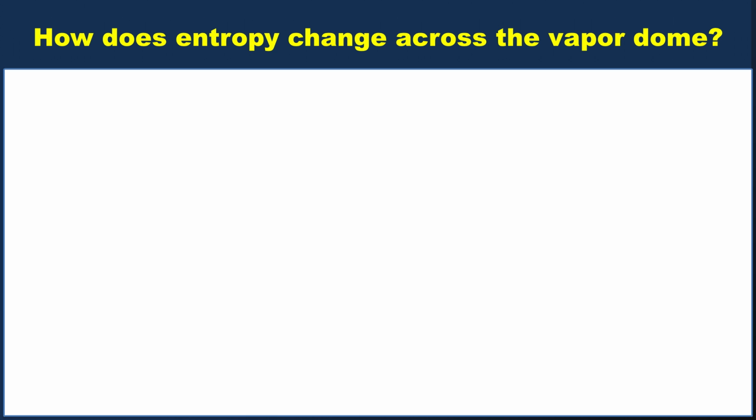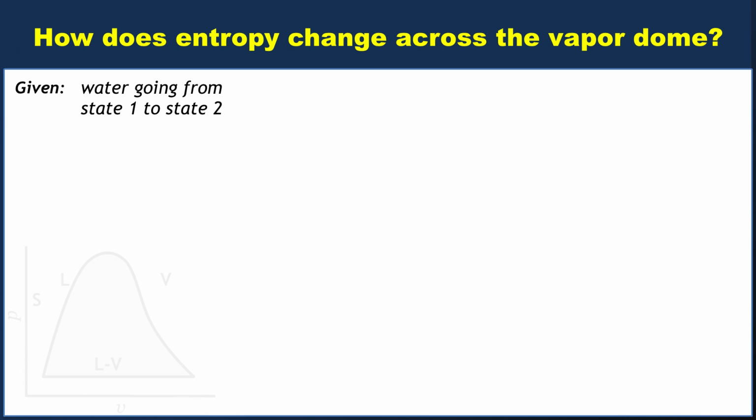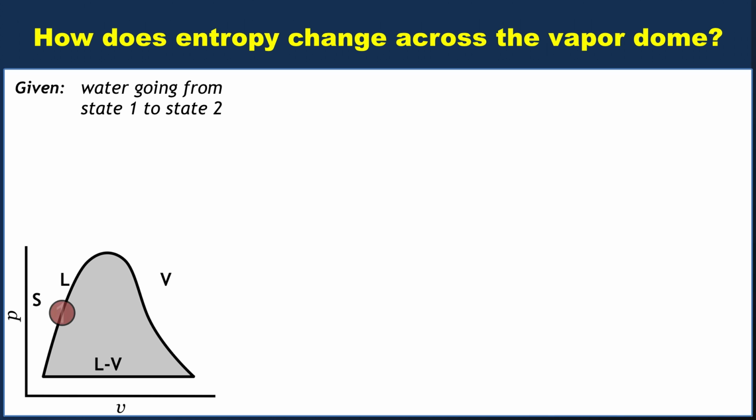Let's practice using the TDS equation. So imagine that we want to calculate the change in specific entropy associated with crossing the vapor dome, and we're given that the substance is water, going from state 1, which is going to be a saturated liquid state, to state 2, which will be a saturated vapor state at the same temperature and pressure.